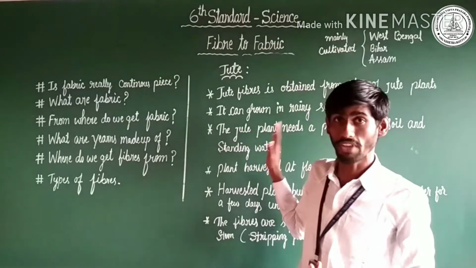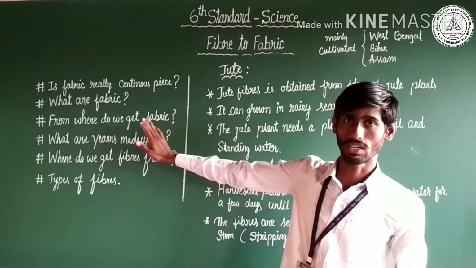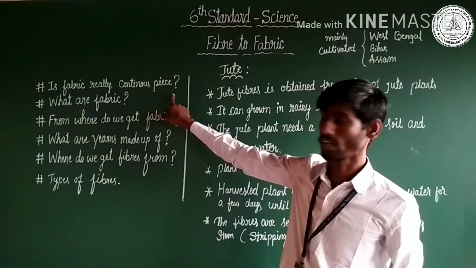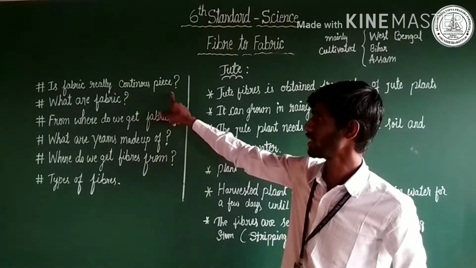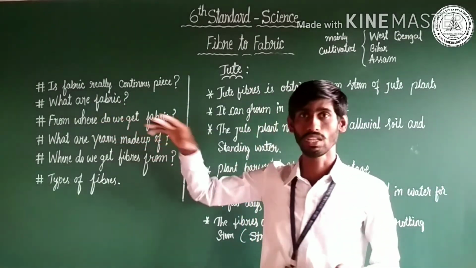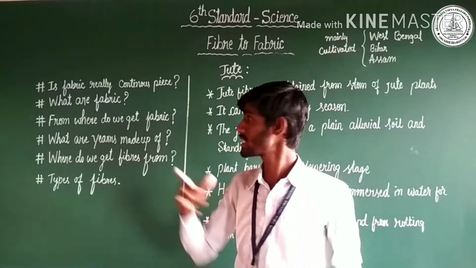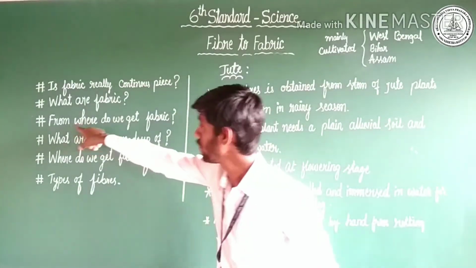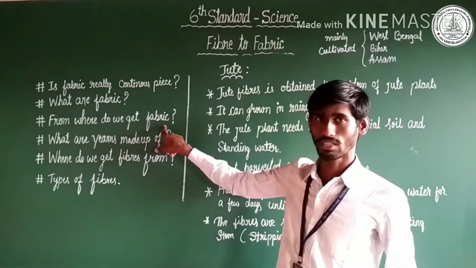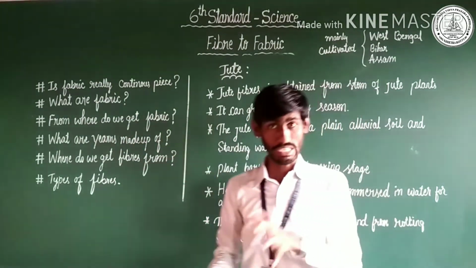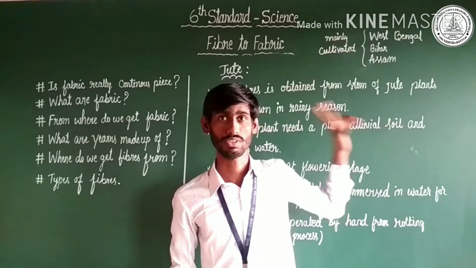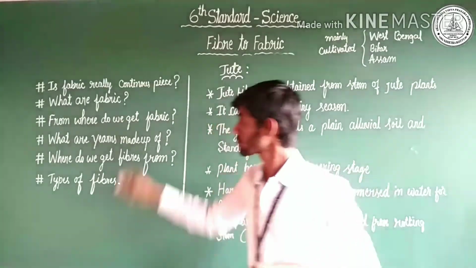Today we are able to write the answers to these questions. Is fabric really a continuous piece? No, it is not a continuous piece. What is fabric? The cloth we are wearing is fabric. Okay. From where do we get fabric? Yes, we get fabric basically from plants and also by synthetic processes. There are two types of fabric, as I have just explained.